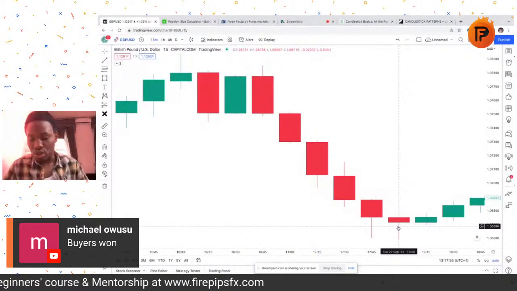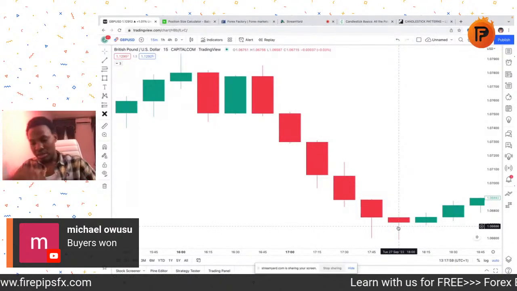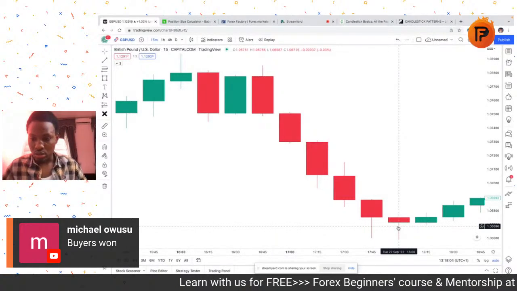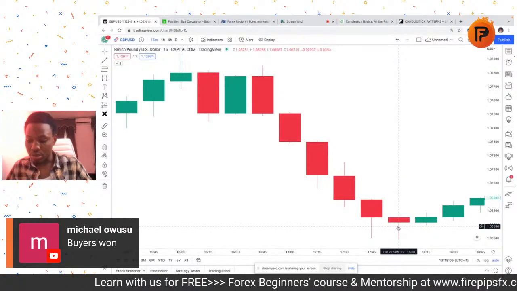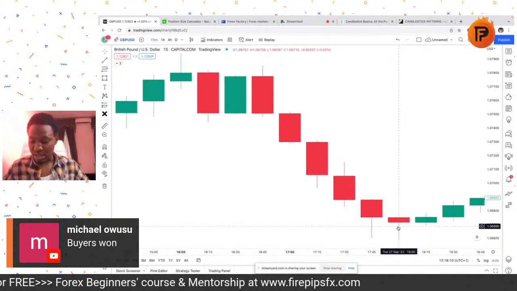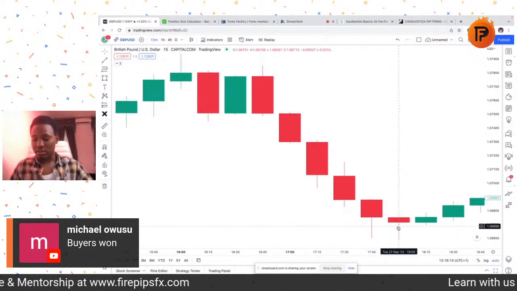We have Gravestone Doji, we have Shooting Star, and the opposite of Shooting Star is Hammer. In bullish, we have bullish engulfing, we have piercing, we have tweezer bottom, and the opposite of tweezer bottom is tweezer top. We have three white crows, and we have morning star. The opposite of morning star is evening star. Three white soldiers and three black crows.